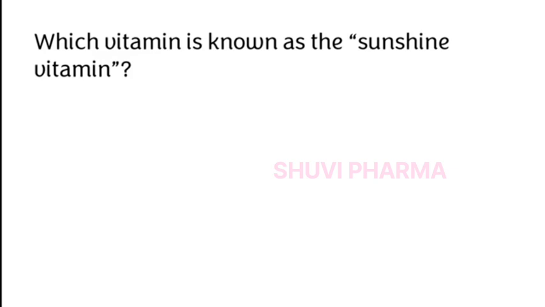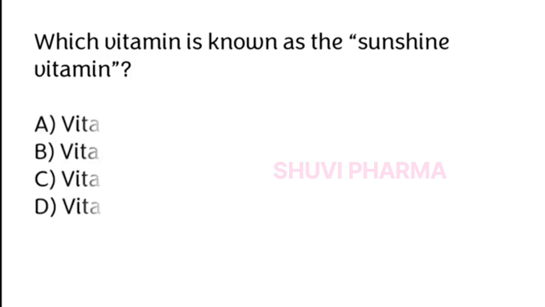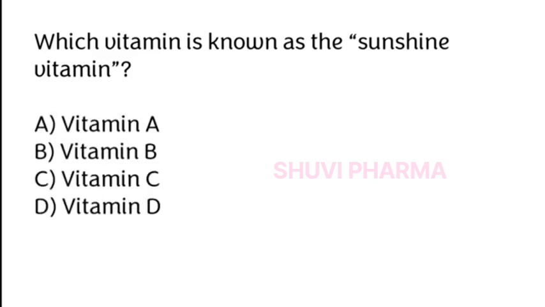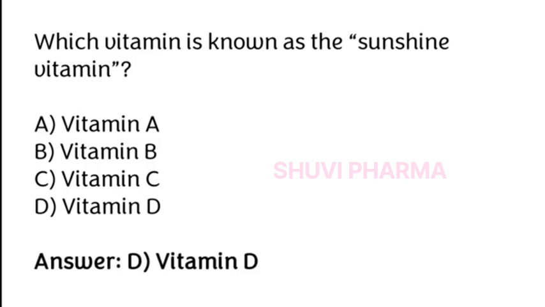Which vitamin is known as the sunshine vitamin? Vitamin A, vitamin B, vitamin C, vitamin D. The correct answer is option D. Vitamin D is known as the sunshine vitamin.